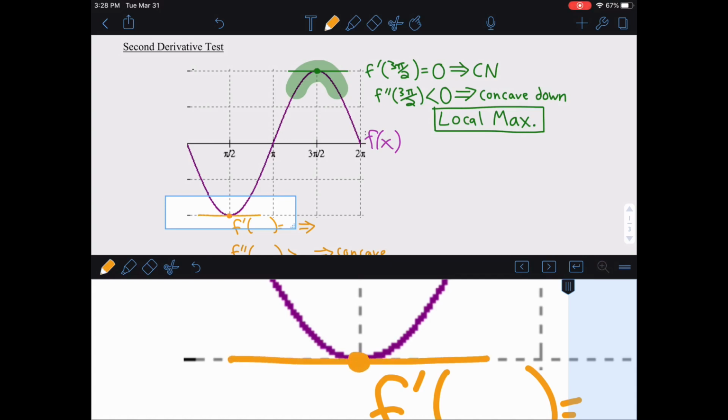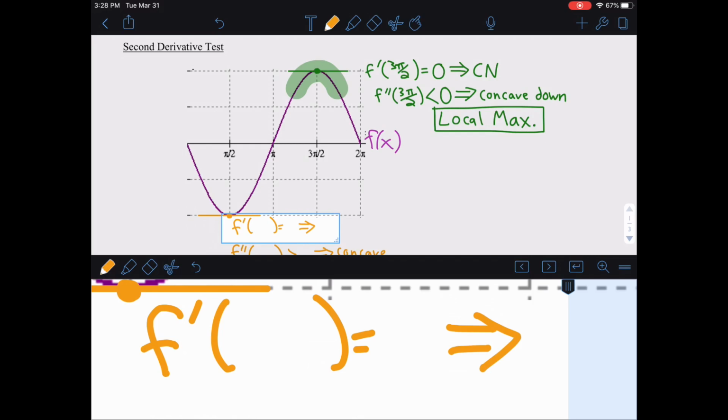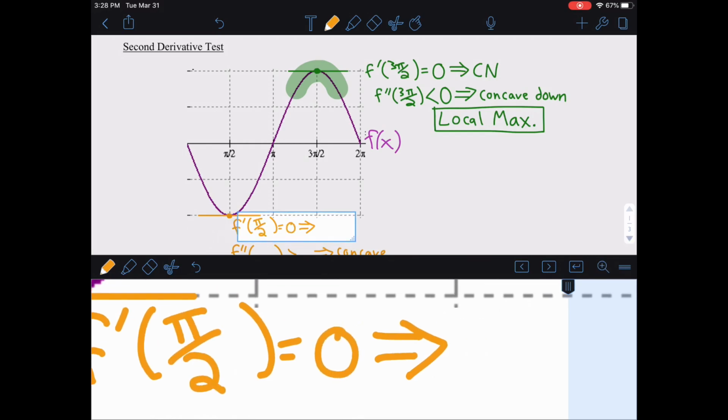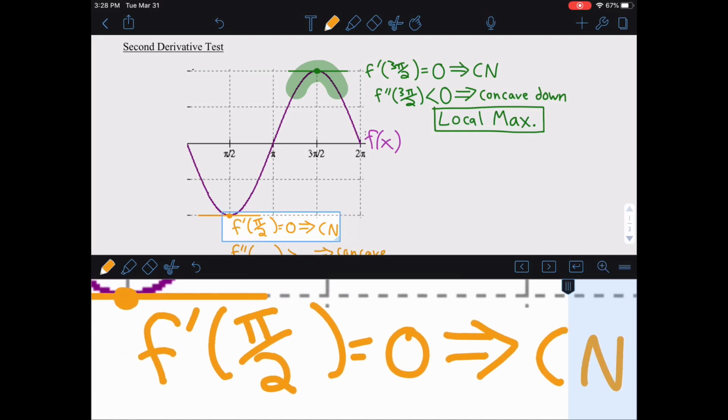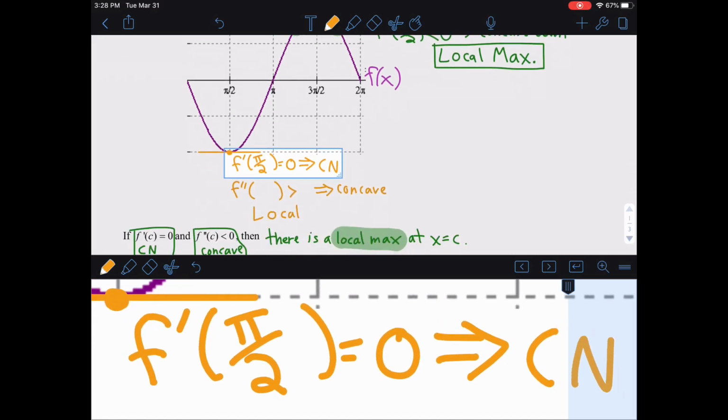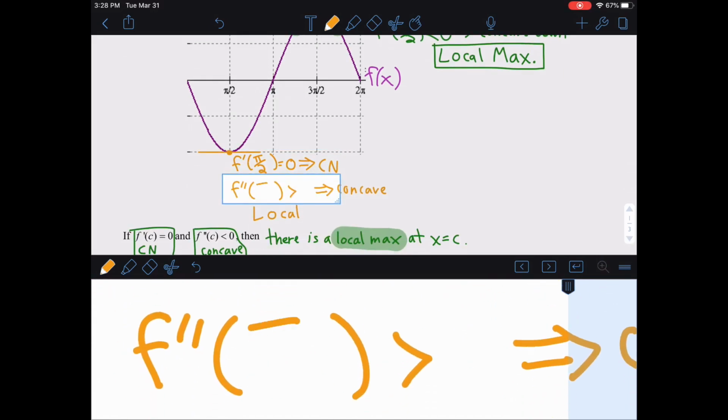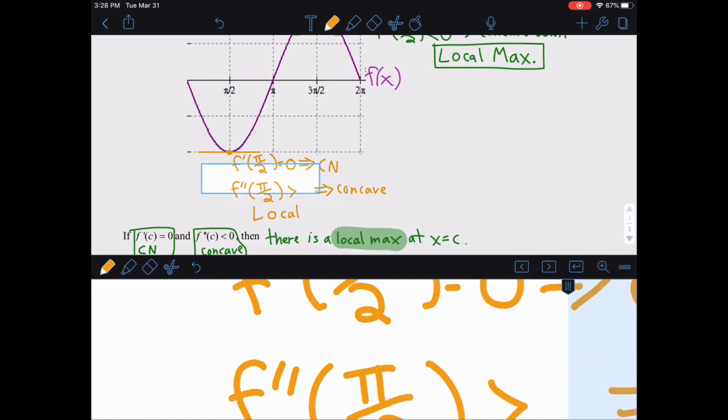So the first thing here, is this a critical number? Yes, when I draw my tangent line, it is indeed horizontal. f prime of pi over 2 is 0, indicating I have a critical number here. And now, what's the second derivative here? What is f double prime of pi over 2?